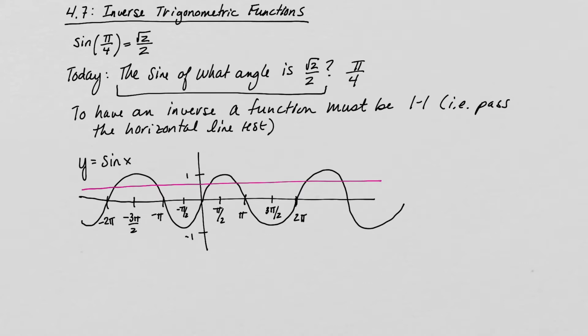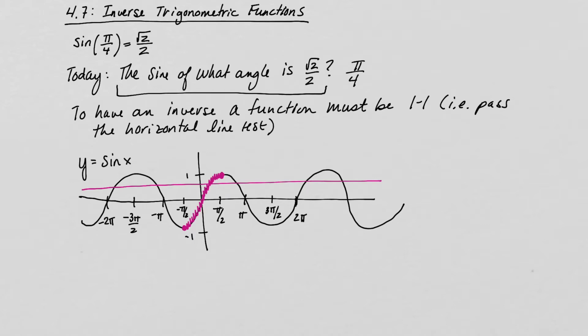So what we do for the trig functions is something a little bit special. We chunk off a part of the sine graph. We look at the part between minus pi over 2 and pi over 2, and that's the only part we worry about. The sine graph repeats itself, so I don't have to worry about the whole entire graph.